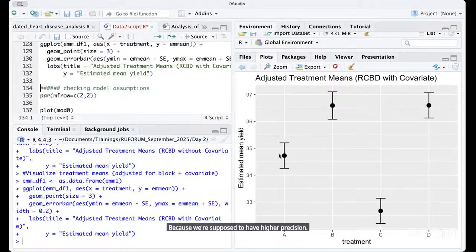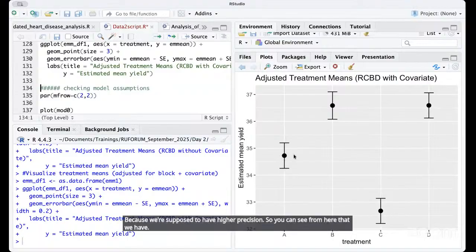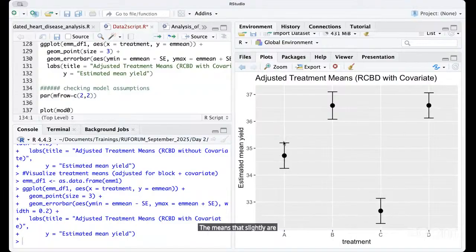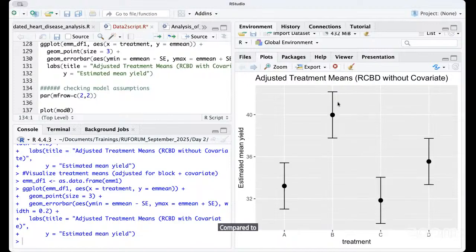So you can see from here that the means are different. The precisions are also different. This is the precisions here. The bars are shorter. That means they're more precise compared to the previous one, which had a longer value.